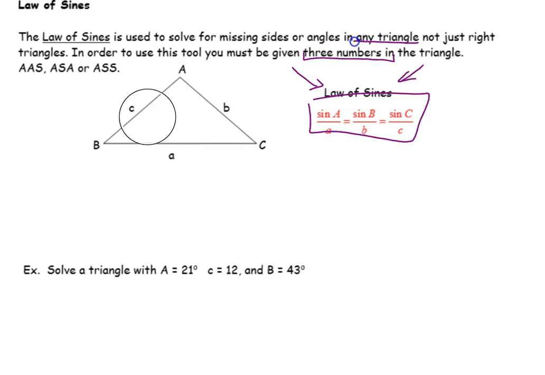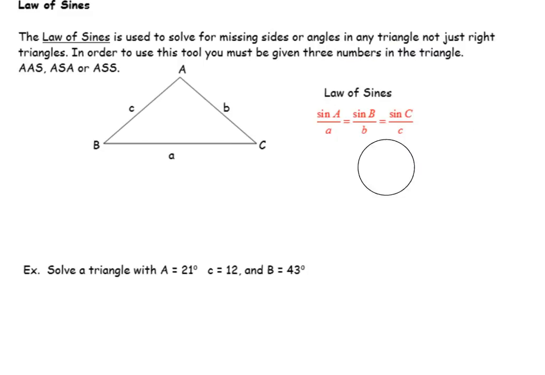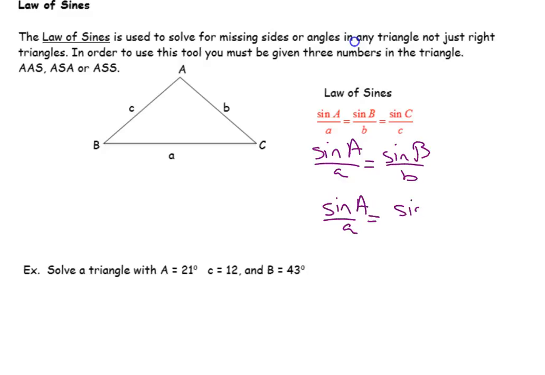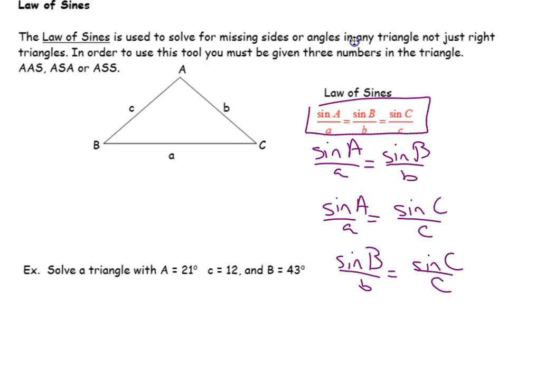Now, inside of this single formula, there are actually 3 different equations we could write. We could say that the sine of angle A over little a equals the sine of angle B over little b. We could say that the sine of angle A over little a is equal to the sine of angle C over little c. Or I could say the sine of angle B over little b is equal to the sine of angle C over little c. So this one formula is actually 3 different equations.